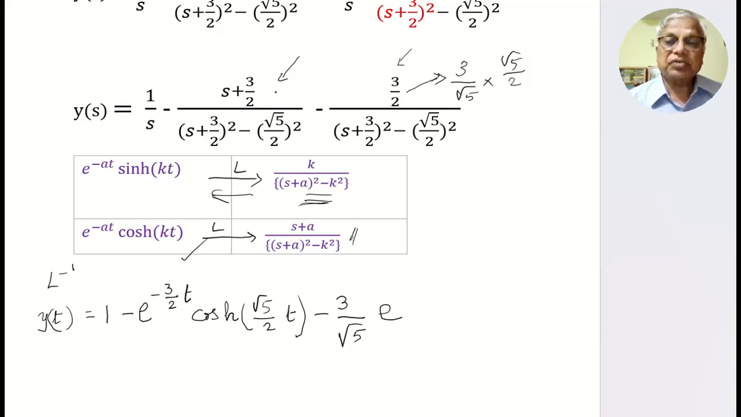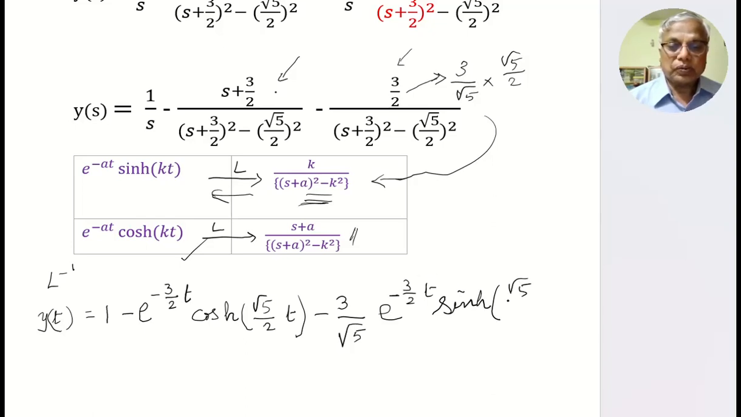Now if you take root 5 by 2 in the numerator and the denominator, it becomes perfectly this formula. So this becomes e power minus 3 by 2 t sin h of root 5 by 2 t. So this is the inverse of these three terms. 1 by s is 1, the second term is this, the third term is this.